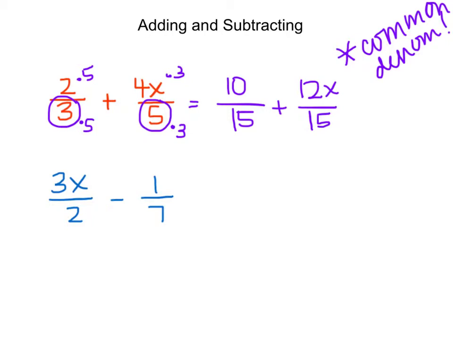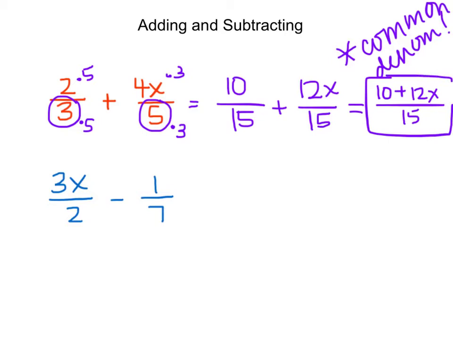Once we have common denominators, we're ready to go ahead and add across the top. So 10 plus 12x, those are not like terms, so I'm just going to leave it as 10 plus 12x. The denominator is 15. Those don't get added, it just stays the same. And that is the answer to my addition problem.